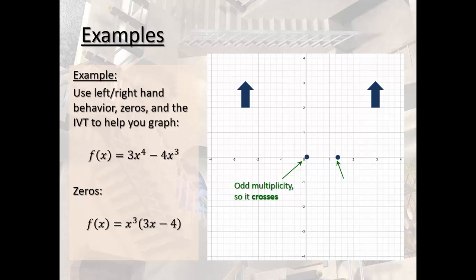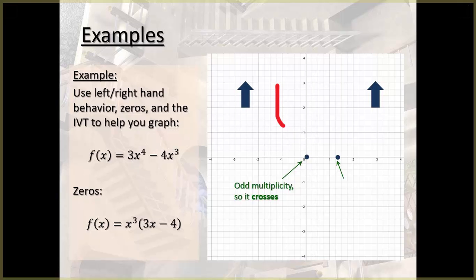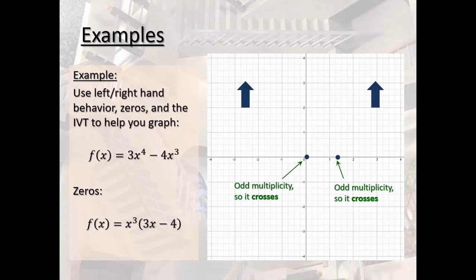All right, so we could be dealing with a few different things here, so we're going to have to test a few points. The graph could look like that. The graph could look like that. So we're definitely going to have to get more information to figure out what this is going to look like.